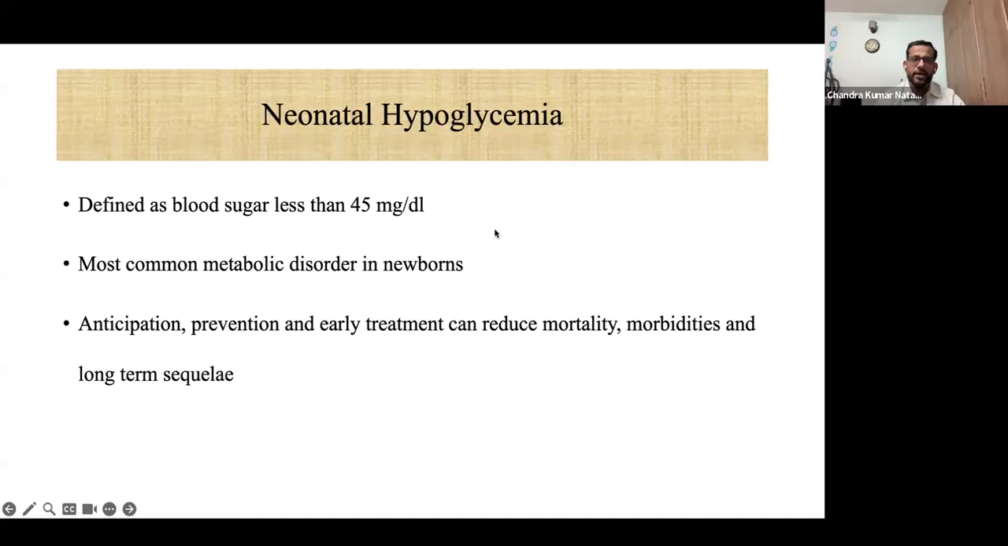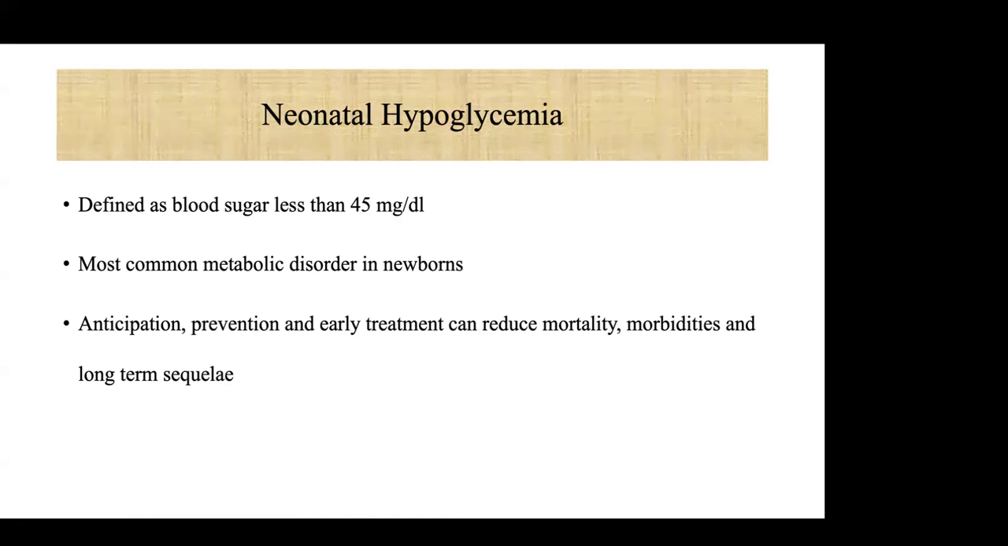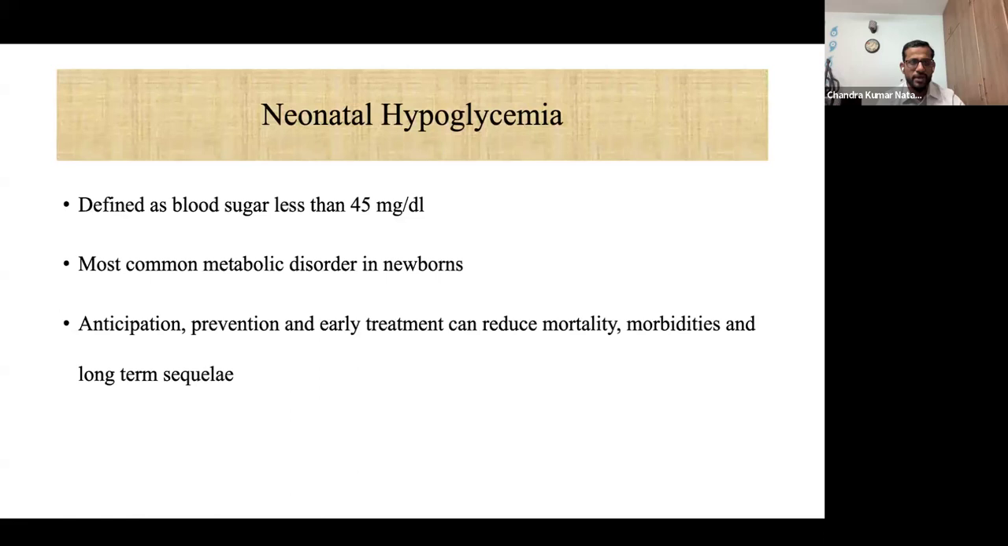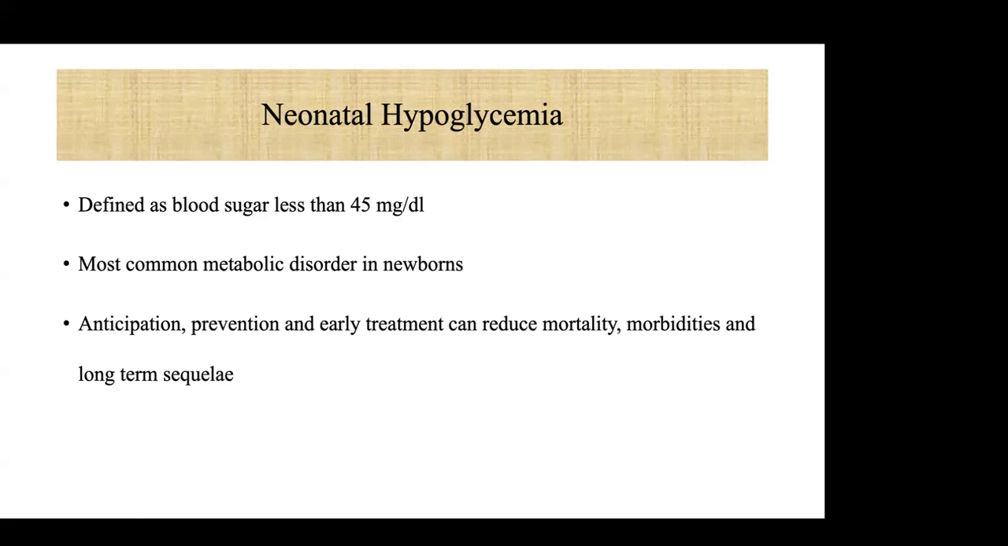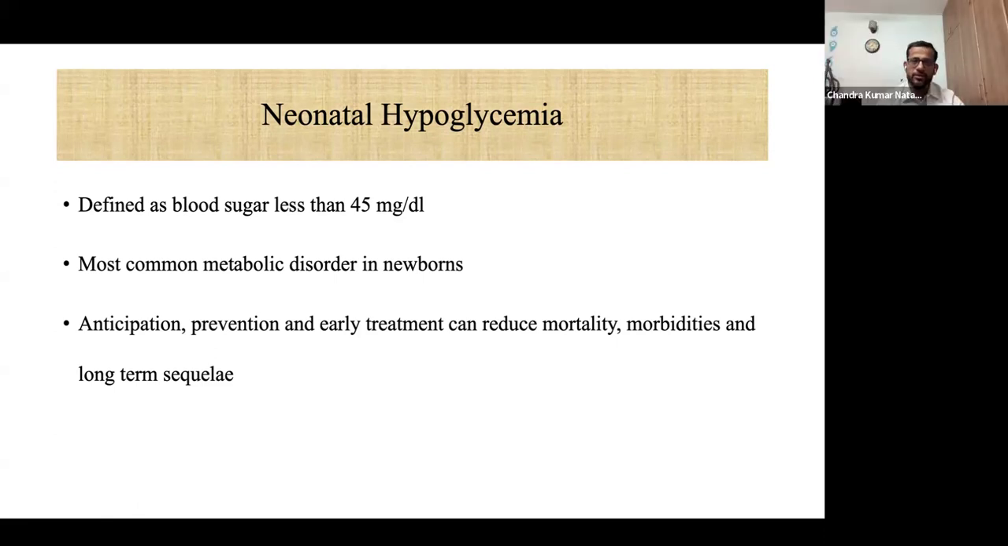So neonatal hypoglycemia is, by and large, defined as blood sugar less than 45 milligram per dl. But there are various definitions. There is no consensus on it. There are various thresholds which are described. But the common definition for practical purposes for students is blood sugar less than 45 milligram per dl. Okay.